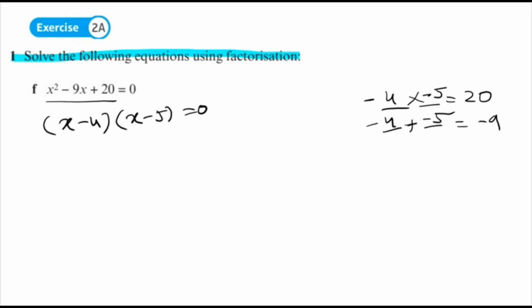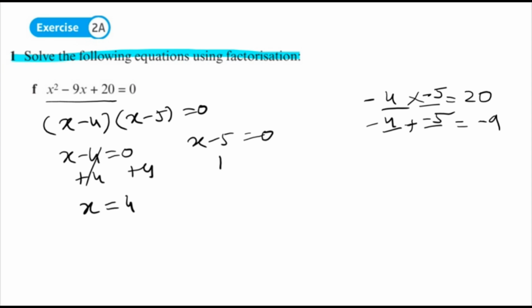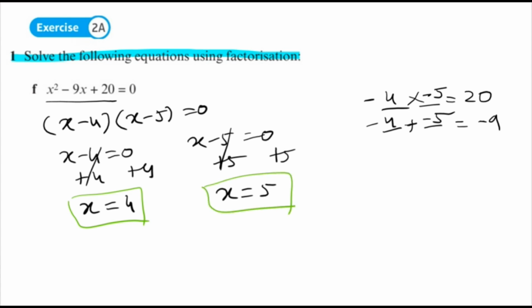So now we have 2 factors, x minus 4 and x minus 5 equals 0. The second step is to set each factor equal to 0. So x minus 4 equals 0, x minus 5 equals 0. Solve for x, so plus 4 on both sides, x will give you 4, plus 5 on both sides, x will give you 5. So x equals 4 and x equals 5 are the roots for this equation.